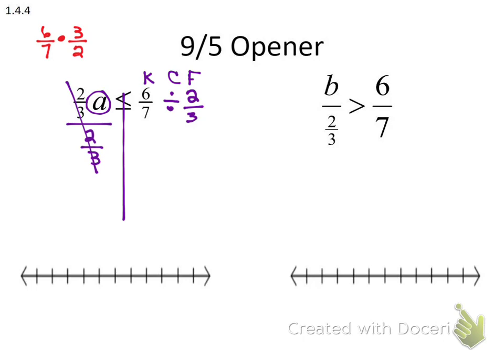So I'm going to look first here. 6 and 7. Can I simplify that? No. So then I'm going to look at this numerator with this denominator. Can I reduce 6 and 2? Yeah, what are they both divisible by? 3? Nope, they're not both divisible by 3. They're both divisible by 2. So 2 divided by 2 is 1. And 6 divided by 2 is 3.